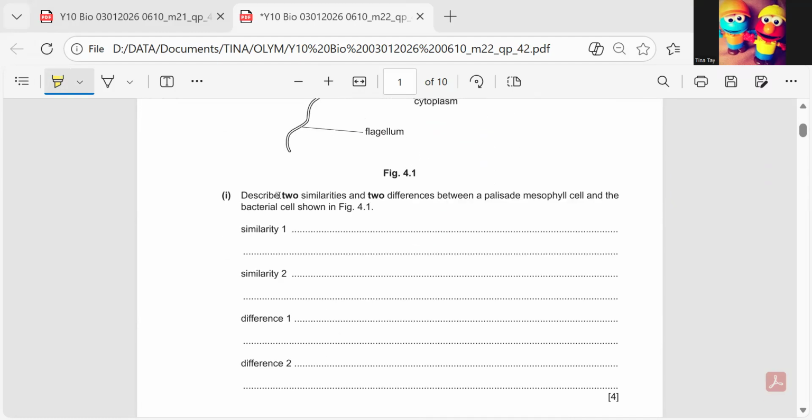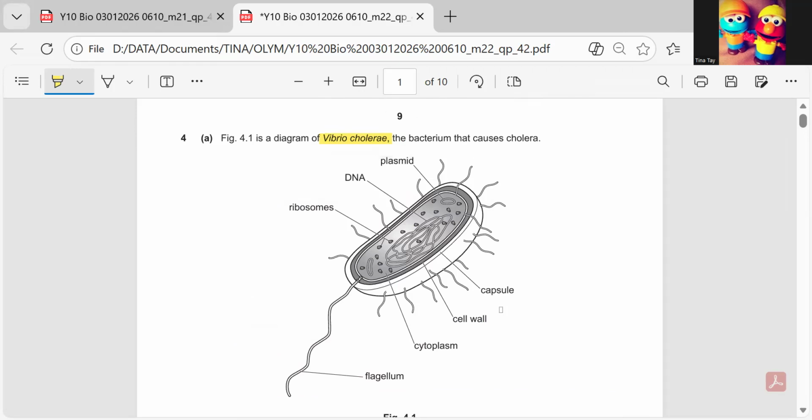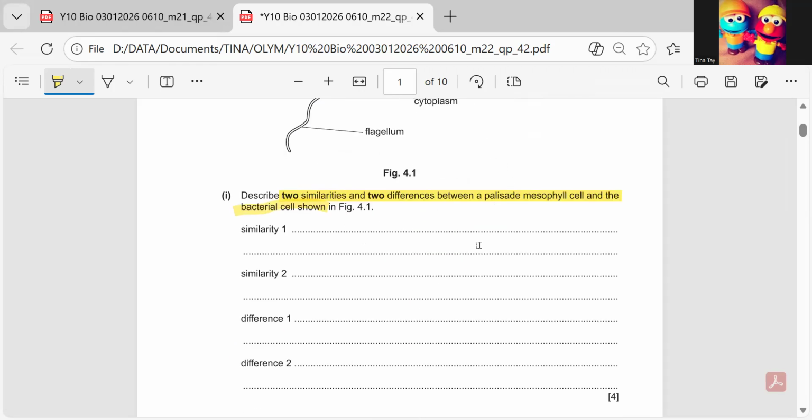So describe two similarities and two differences between the palisade mesophyll cell and the bacterial cell shown. Okay, tell me two similarities. One, they have DNA. Both have DNA. They both have cytoplasm, cell membrane, all that. That is correct.